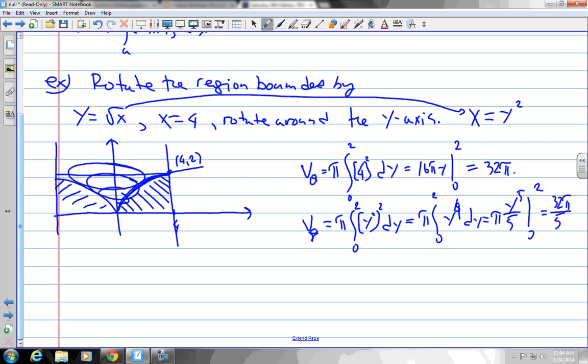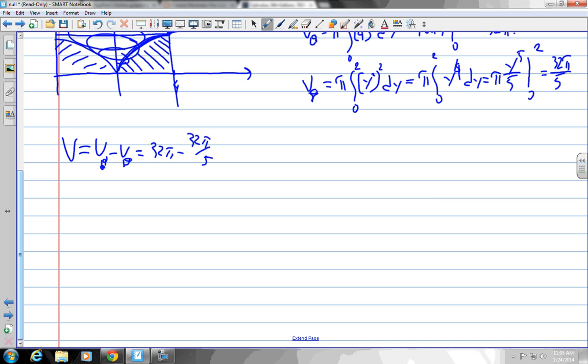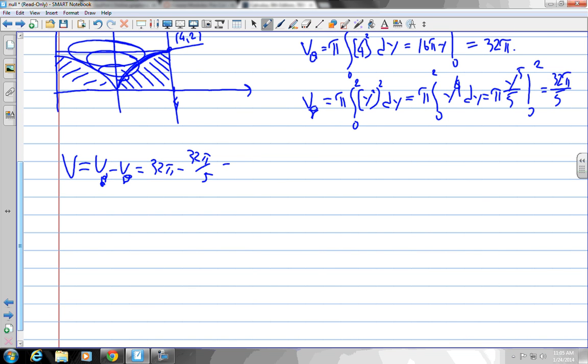So this is the volume of the cylinder, 32 pi. Volume of that inside thing is 32 pi over 5. So what is the volume of what we're actually looking for? So what do we need to do to find that volume? Yeah, we need to subtract. So you'll go volume of a cylinder minus the volume of a funnel. So this is 32 pi minus 32 pi over 5. So what does that come down to be? 128 pi over 5.